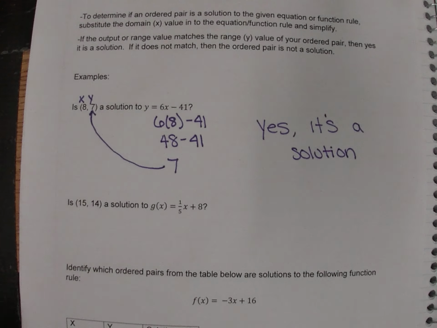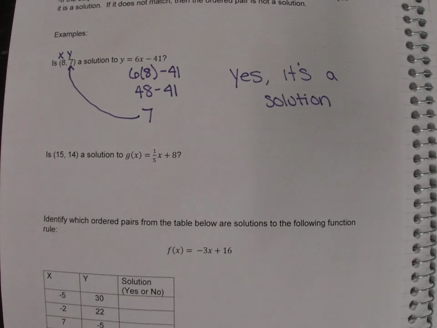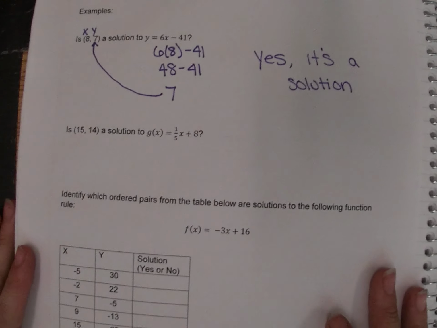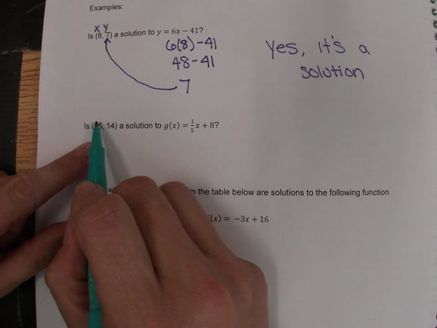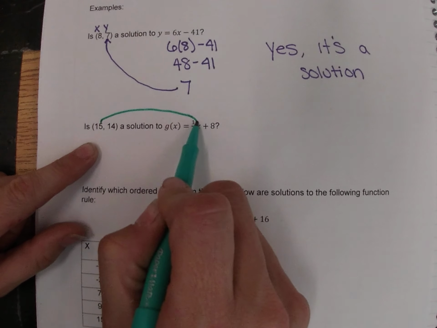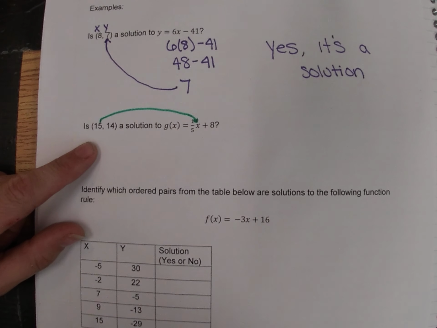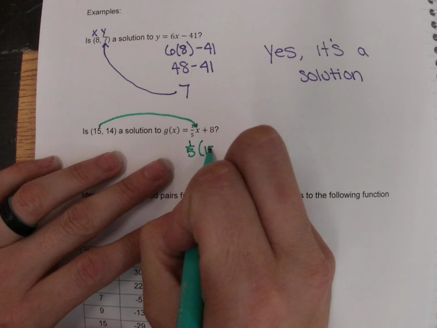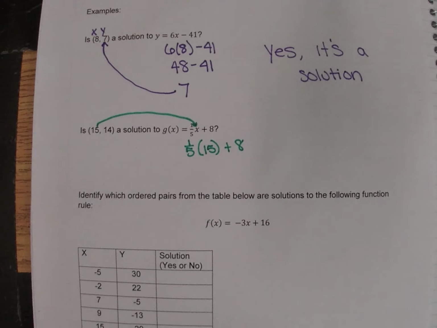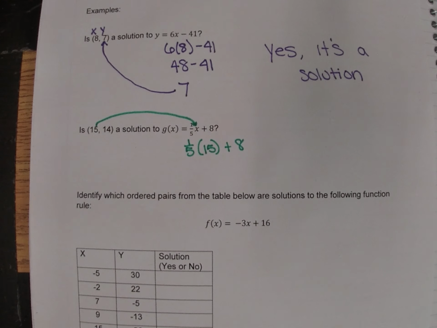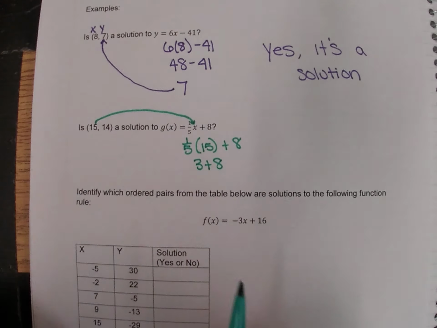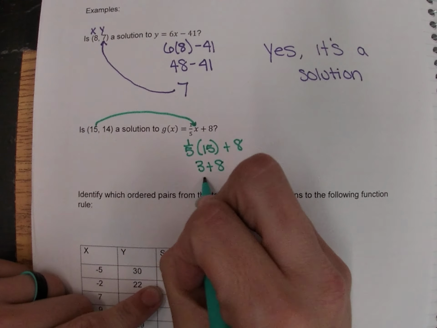Now, this can then be presented to us in different formats. So what if it's presented to us in function notation? Well, still the same idea. We want to take our x value and plug it in for x. So we're going to take 1/5 times 15 plus 8. Now if you're like, oh, I'm bad at math, use your calculator. All right, so 3 plus 8 then gives us 11.